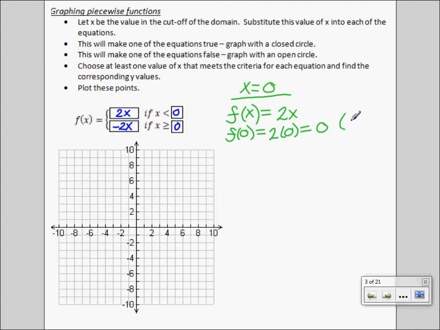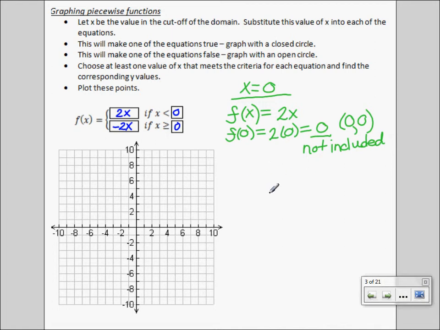And that will give us the point 0, because that's what x is equal to, comma, and the value we just found, which is a y value, or an f at some value for x, which is 0. And this will not be included. Not included because it did not have the equal sign in the inequality of the piecewise function. What that means is this part right here, there was no equal to, it was just a plain inequality symbol.